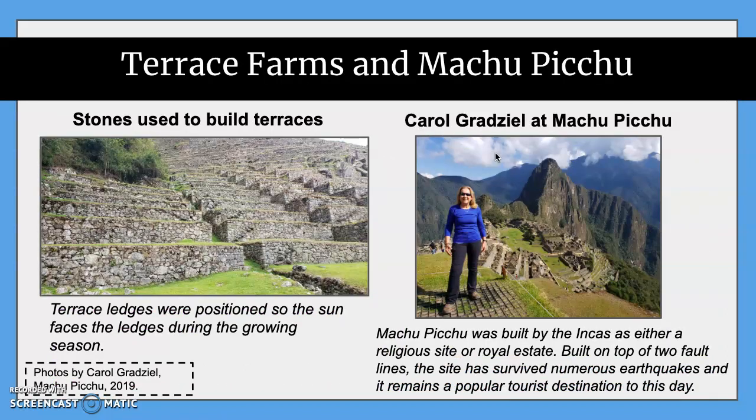Terrace farms and Machu Picchu. Terrace ledges were positioned so the sun faces the ledges during the growing season. Machu Picchu was built by the Incas as either a religious site or royal estate. Built on top of two fault lines, the site has survived numerous earthquakes and it remains a popular tourist destination to this day.